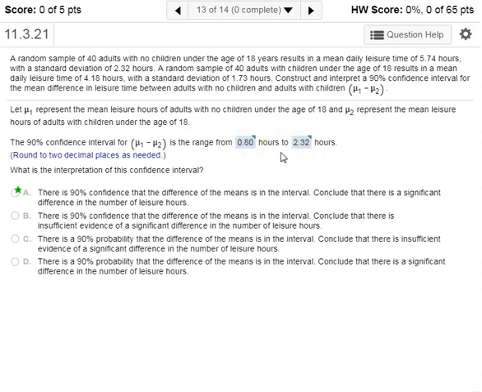And since both these values, the lower and upper limit, are both positive, it means that 0 is not in this interval. And so we're 90% confident that the difference of the means is not 0, because 0 is not one of the options in this range. And so that gives us reason to believe that there is a significant difference between the population means.